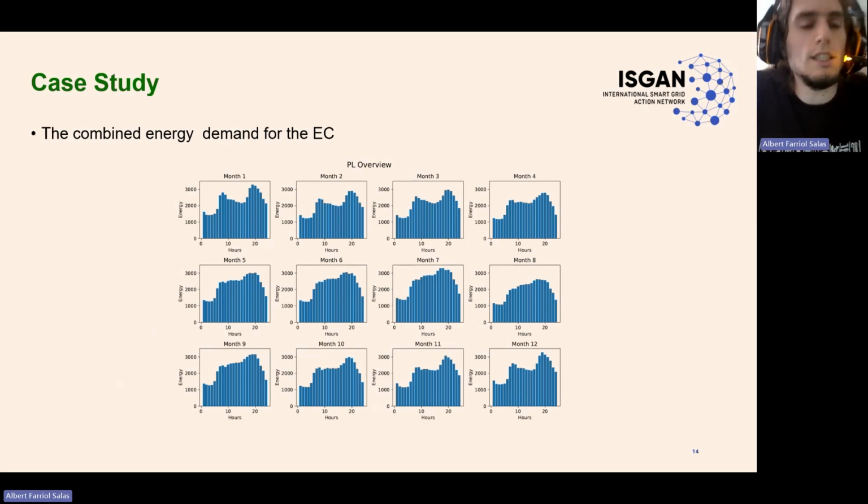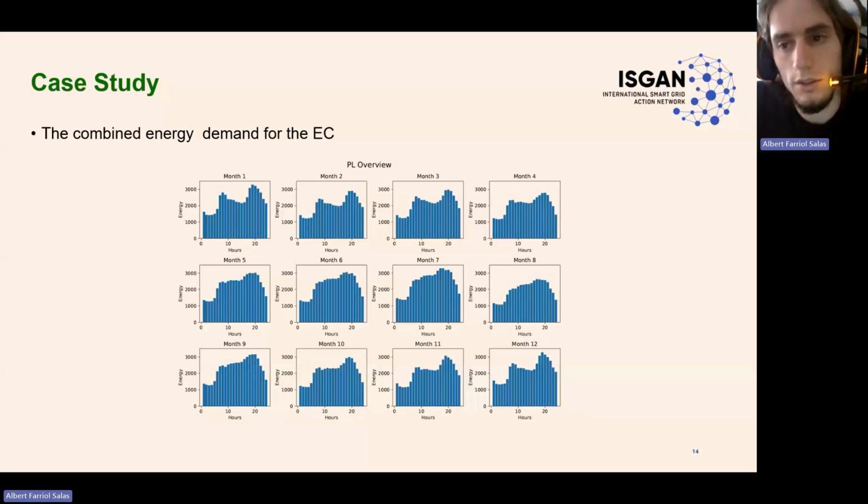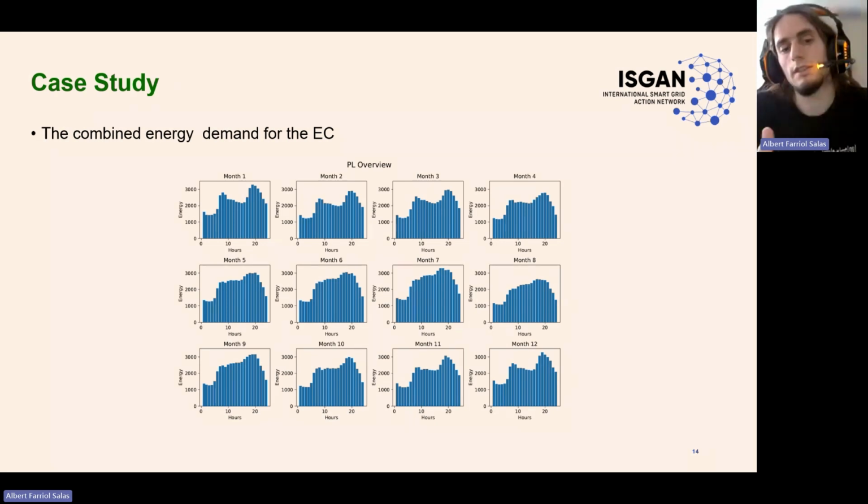And here is the combined energy demand in the energy community. This is the energy demand that the community sends to, or that is usually provided to, the DCO. This is without the application of the DER assets. So this is what we probably will have right now, but it's going to change if you group in the energy community.